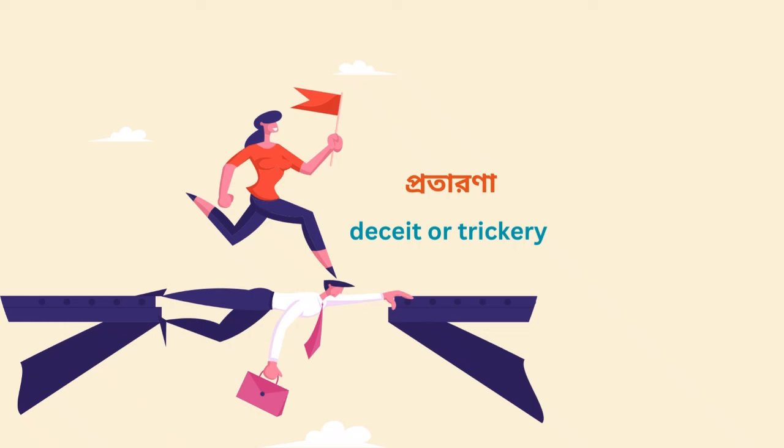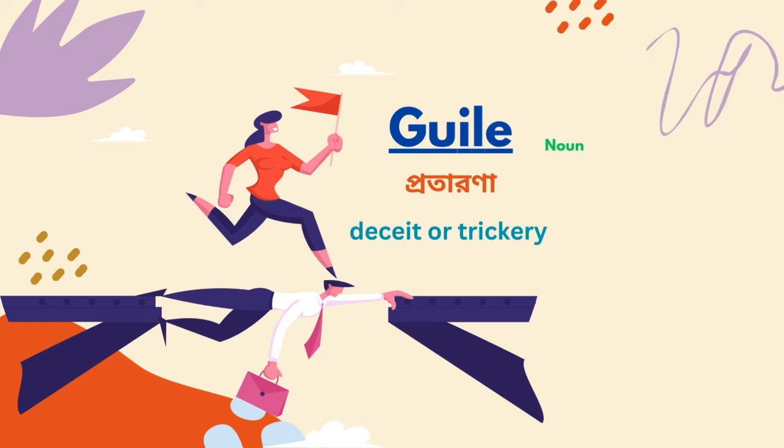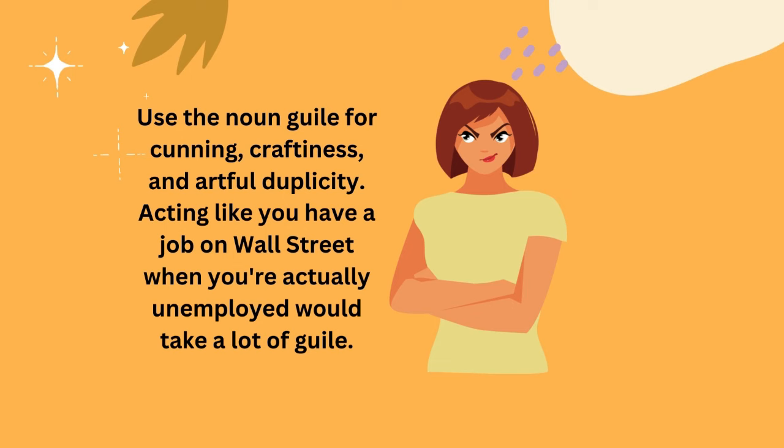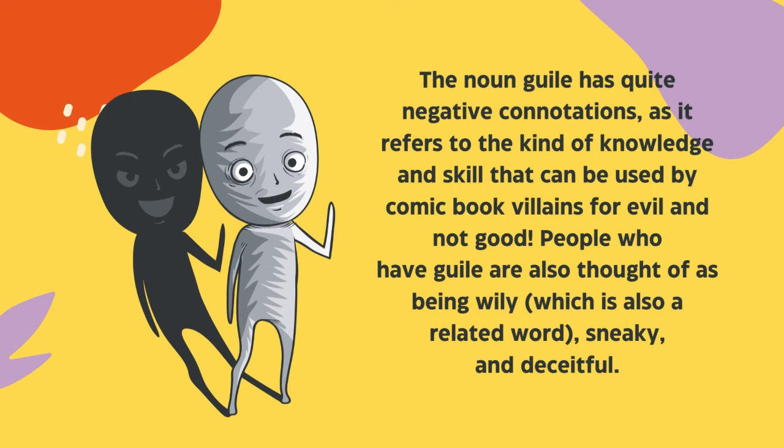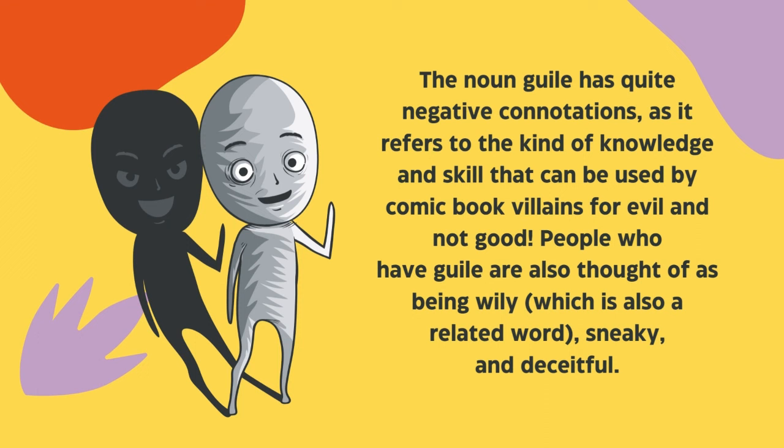Guile, deceit or trickery. Use the noun guile for cunning, craftiness, and artful duplicity. Acting like you have a job on Wall Street when you're actually unemployed would take a lot of guile. The noun guile has quite negative connotations, as it refers to the kind of knowledge and skill that can be used by comic book villains for evil and not good. People who have guile are also thought of as being wily, which is also a related word, sneaky, and deceitful.